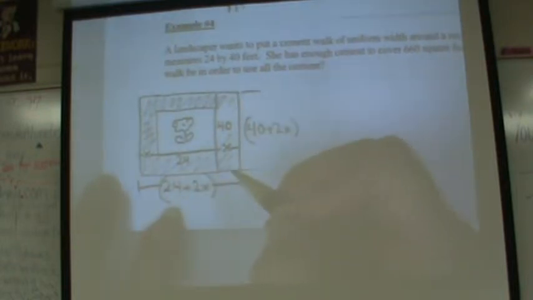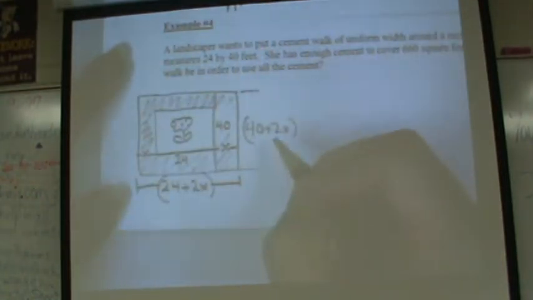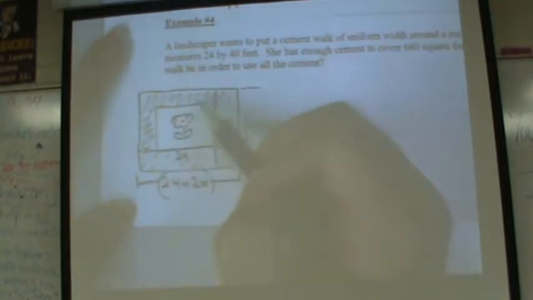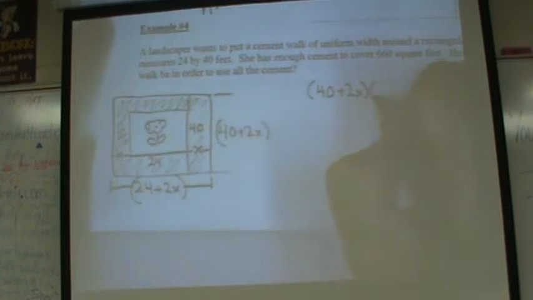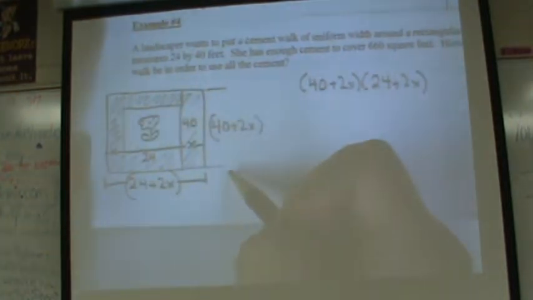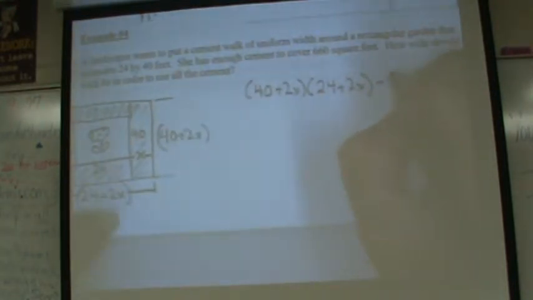So, what would be the area of this whole thing? Area is length times width. If we pretended that we were going to cement the whole thing, we would be putting cement around (40 plus 2x) times (24 plus 2x). Does everybody agree with that? We would be cementing the whole thing. But are we going to cement our garden? No.